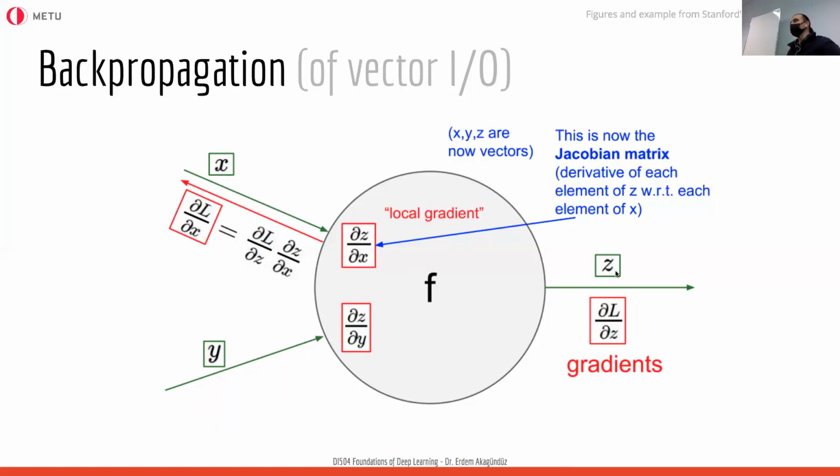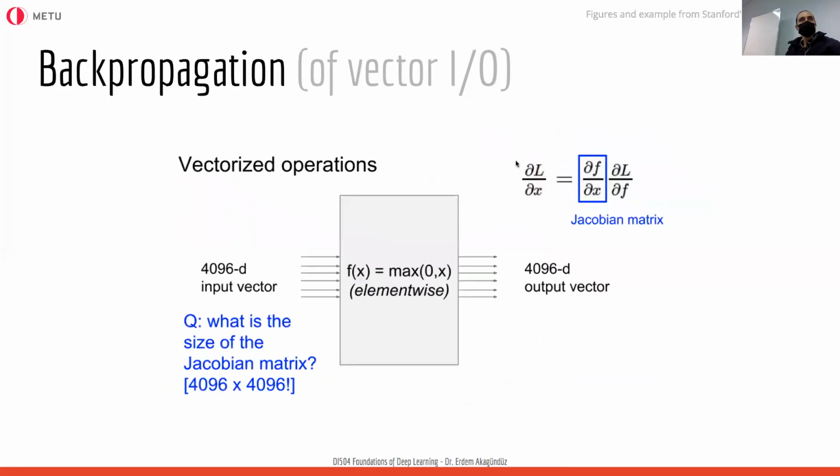Actually, if z is also a vector, it's a matrix. Partial derivative of z1 with respect to x1, partial derivative of z1 with respect to x2, that's the row, then partial derivative of z2 with respect to x1. It becomes a matrix if they are both vectors. That's called the Jacobian matrix in mathematics. Good. So in vectorized operations, there's a block inside, and you get a Jacobian matrix.